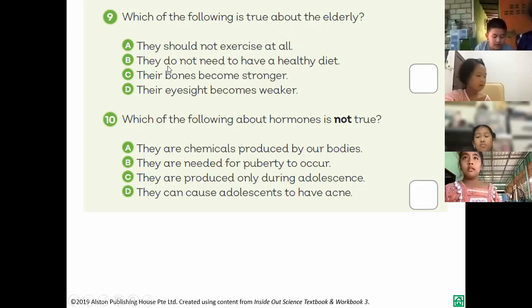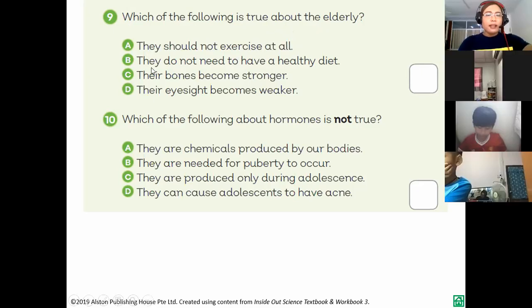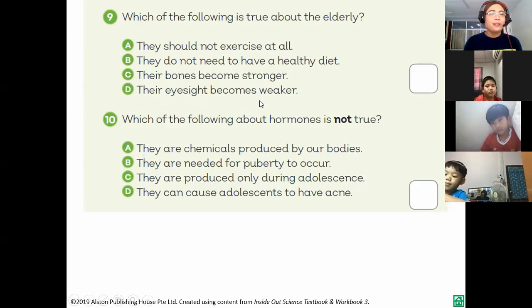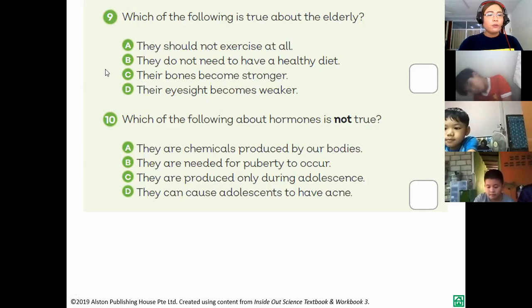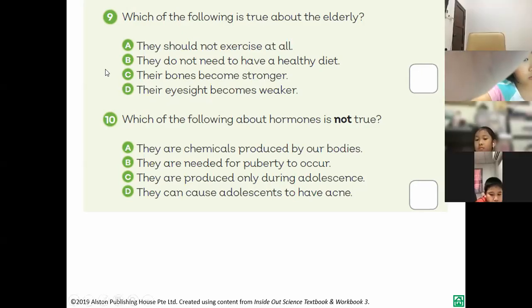Letter A. They should not exercise at all. Letter B. They do not need to have a healthy diet. Letter C. Their bones become stronger. Letter D. Their eyesight becomes weaker. What do you think is the answer? A. Teacher. What? Tamleng, what is your answer? What do you think? A, B, C, or D?